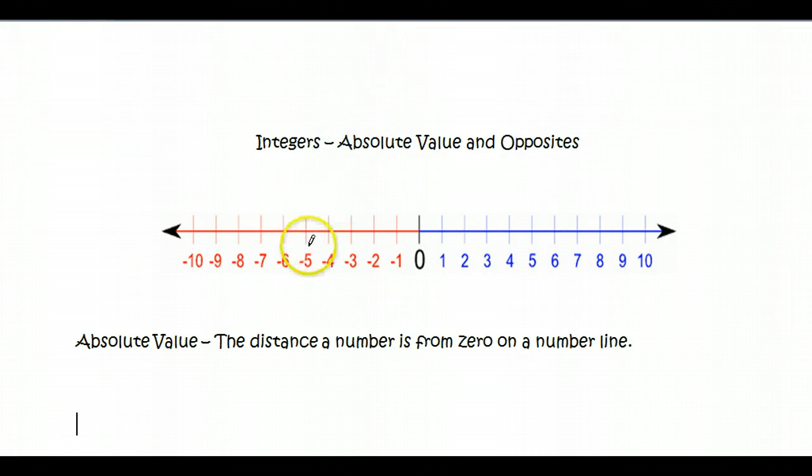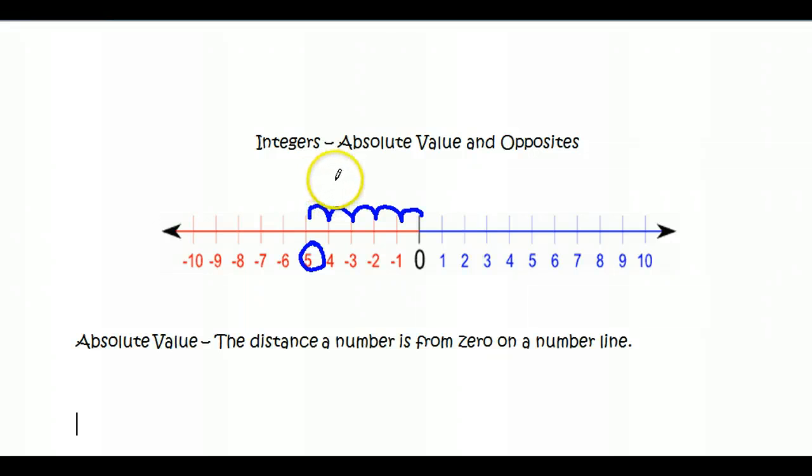If I want to find the absolute value of, let's say, negative 5, same thing. How far away from 0 is negative 5? It's 1, 2, 3, 4, 5. So the absolute value of negative 5 is 5.